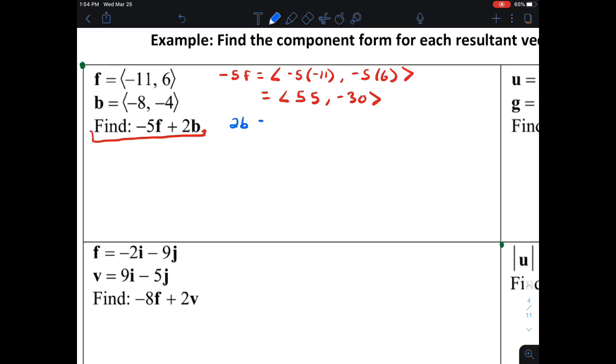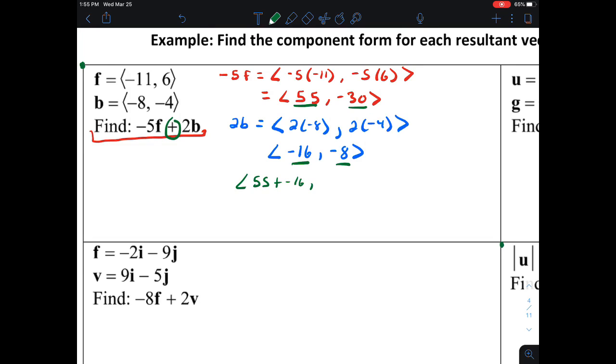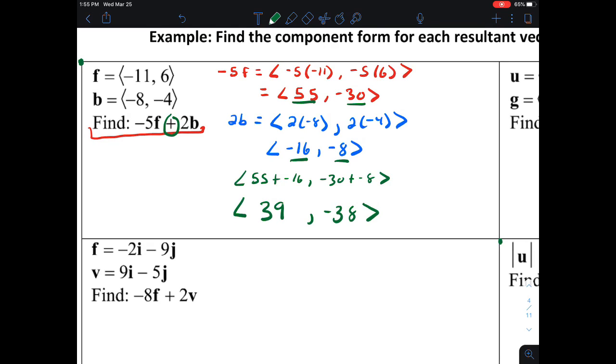And then I'm going to figure out what 2b is. Well, 2b is going to equal 2 times negative 8 and 2 times negative 4. 2b is going to be the vector negative 16 by negative 8. And then we want to add them together. So I'm going to add my x's, and I'm going to add my y's. And so my end result here would be 55 plus negative 16 by negative 30 plus negative 8. And so the final vector is, or actually not 29, 39 by negative 38.